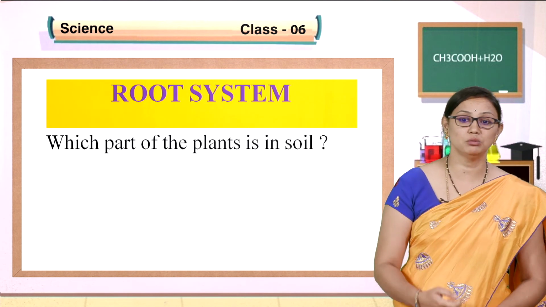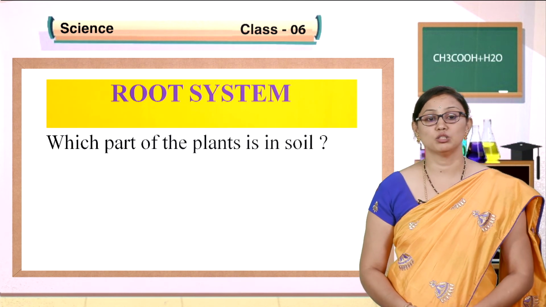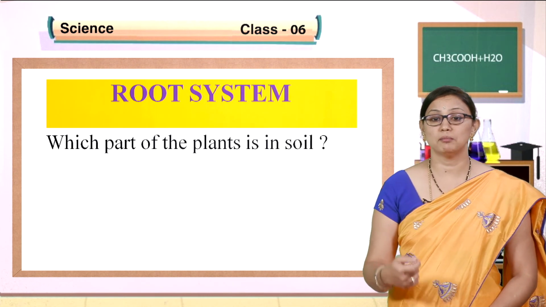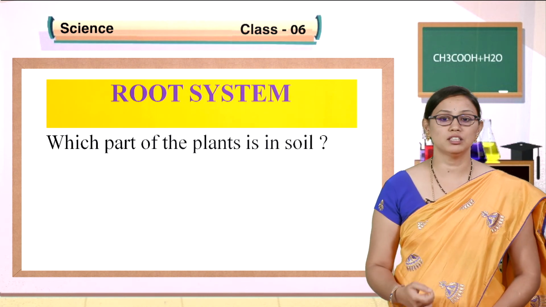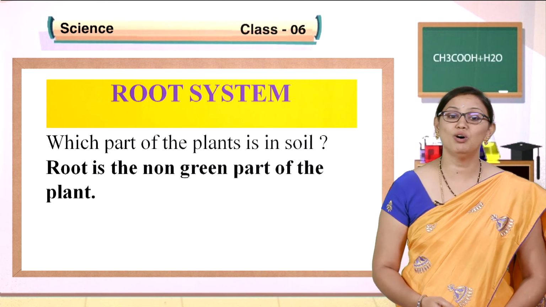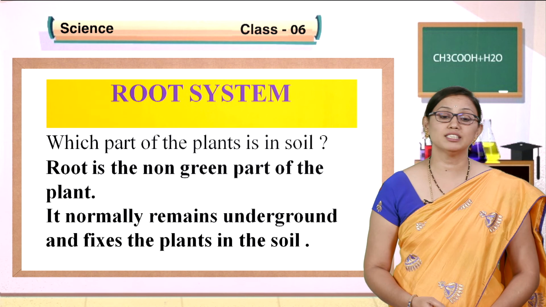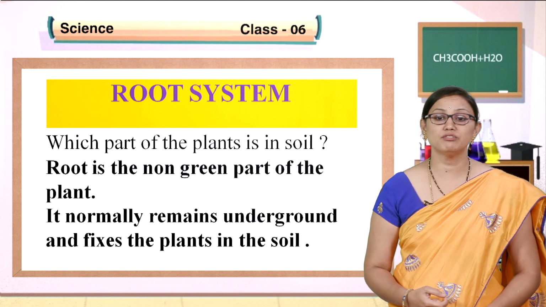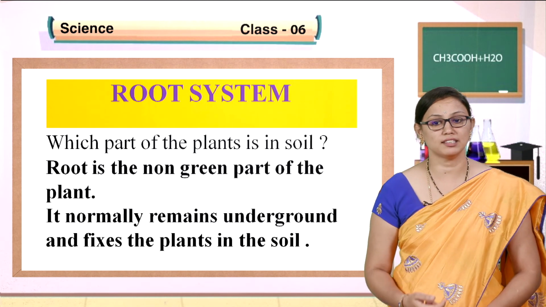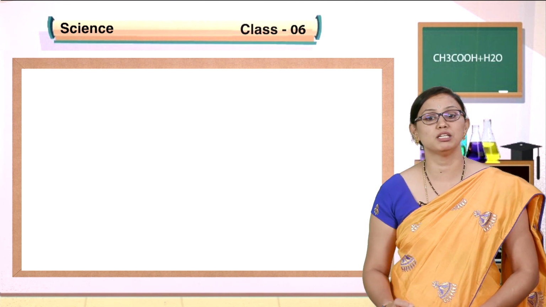As you all know, you have studied the different systems in the plant. One is called the root system, another is called the shoot system. The root is attached to the soil. So, what are roots, children? The root is a non-green part of the plant and it normally remains underground and fixes the plant in the soil. So, the major function of the root is to fix the plant in the soil. Roots are present in the soil, below the ground. You can say the root is always below the ground.